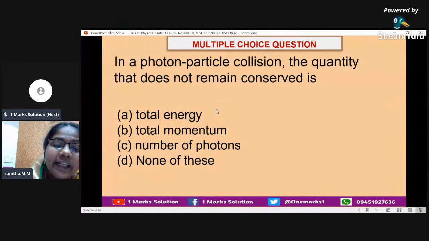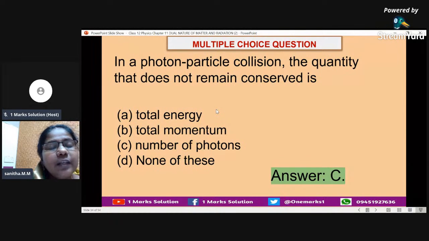You know that anyway in any collision, total energy and total momentum are conserved. You studied this in the last year also, isn't it? In the collision, total energy and total momentum are always conserved. But in this photon particle collision, the number of photons is not conserved. We are not getting a clear picture of the photon also. Now the option C. Next we'll go for the next question.